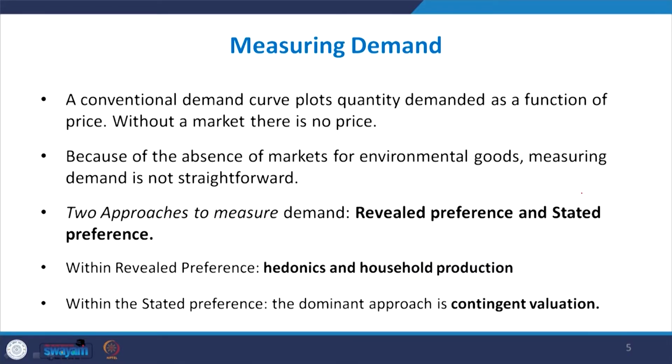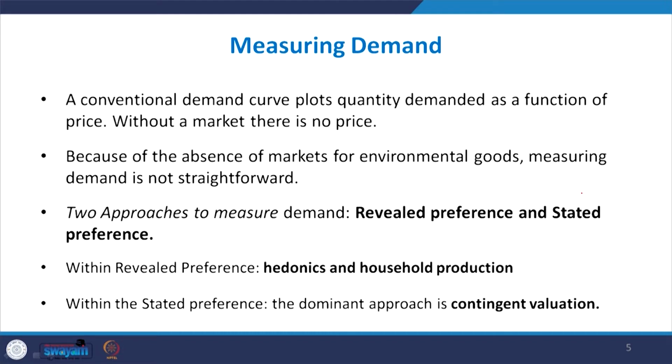Now, let me explain how demand is measured. A conventional demand curve plots the quantity demanded as a function of price. Without a market, there is no price. So, if a price system is not prevailing, then demand cannot be determined in the market. Without a market, the price will not work. Because of the absence of a market for environmental goods, measuring demand is not straightforward.